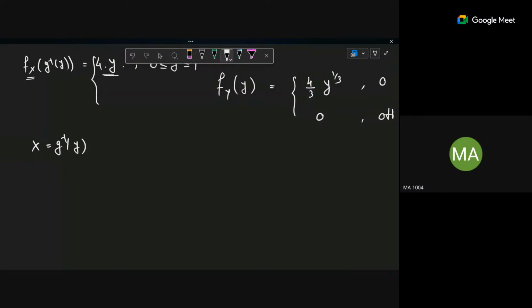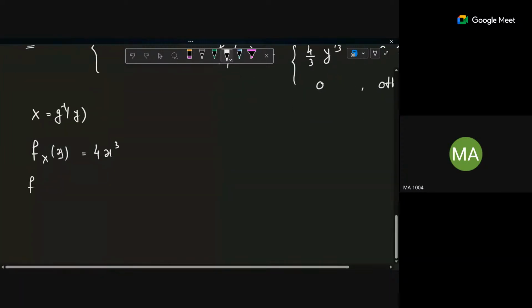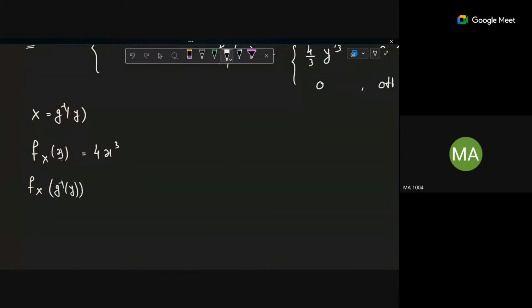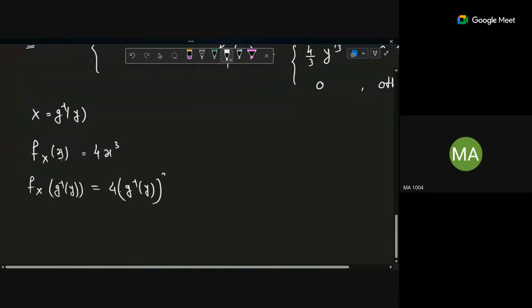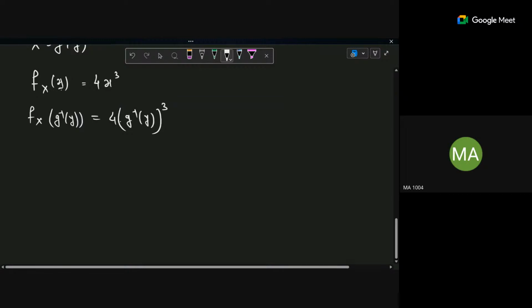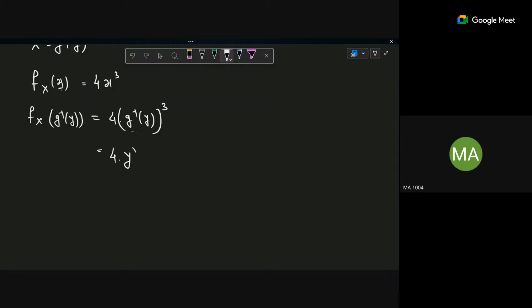Right. So if I am given f_X of x, and instead of x I want to put g inverse of y, then f_X of x is 4x cube, right? So instead of x, I will put g inverse of y. So it will be 4 times g inverse of y raised to the power 3, right? That's how a function works. So 4 into g inverse of y raised to the power 3, which will be 4 into y raised to the power 1 by 3 into 3. That is nothing but 4y.